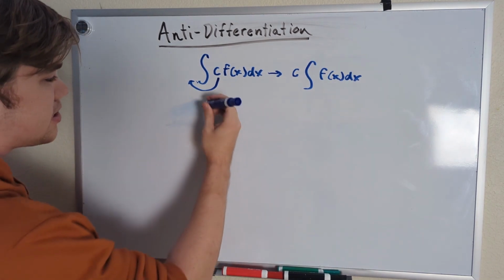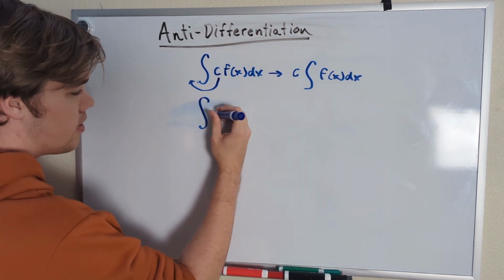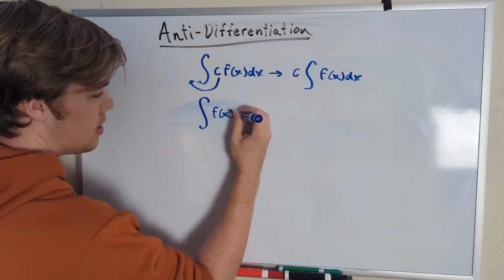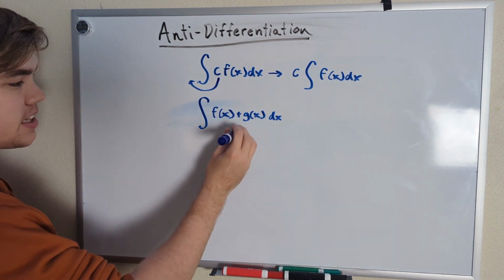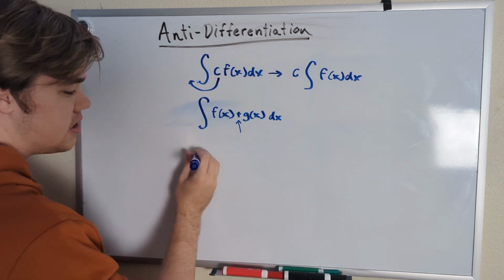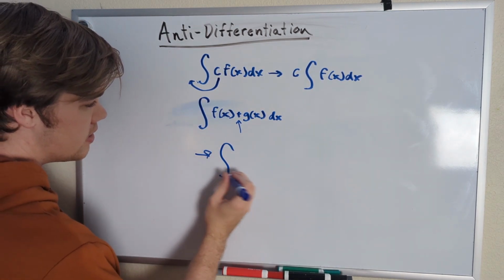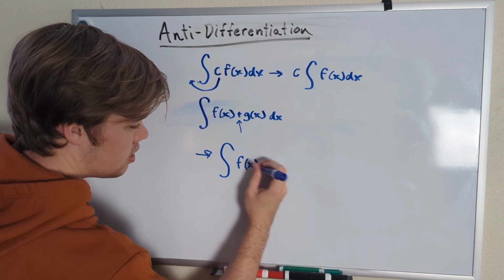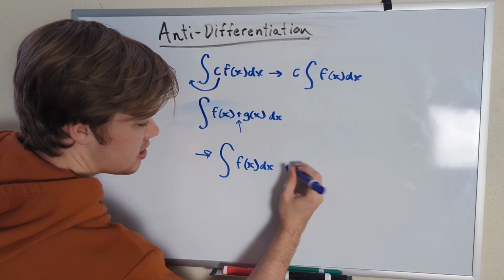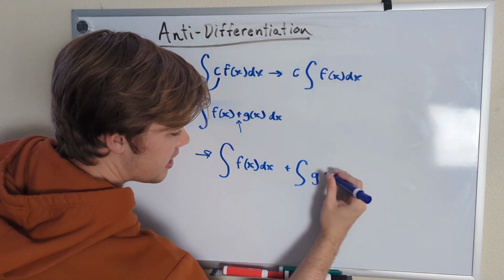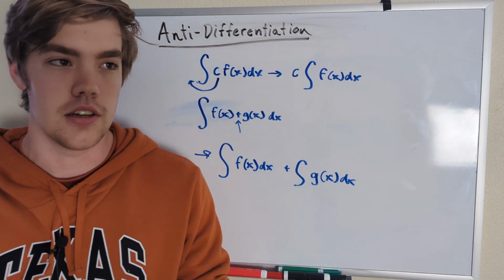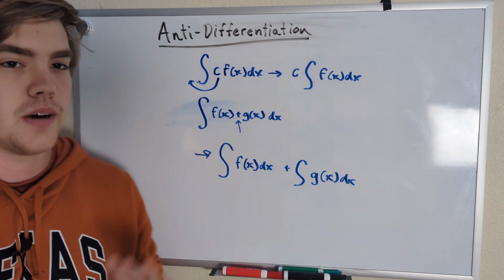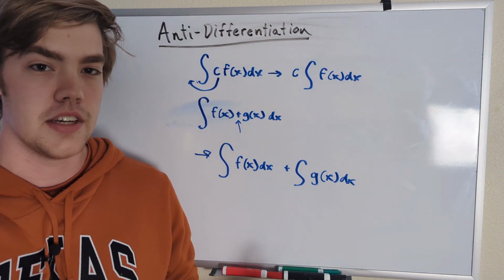Our next rule, say we had something like this. Say we had the antiderivative of f of x plus g of x dx. We can split this by the addition sign to change this into the antiderivative of f of x dx plus the antiderivative of g of x dx. This also applies for subtraction. We can split our antiderivatives by addition and subtraction, just like with derivatives and limits.